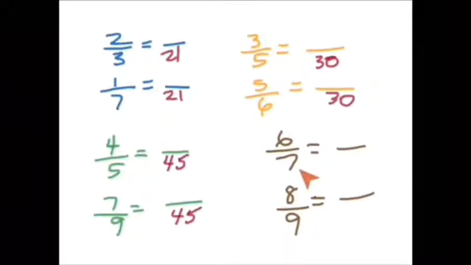Can we get to 27 from there? No. 9 times 4 is 36. Can we get to 36 from here? No. 9 times 5 is 45. Can we get to 45 from here? The answer is no. 9 times 6 is 54. No. 9 times 7 is 63. Ha! Yes! So our least common denominator is going to be 63.